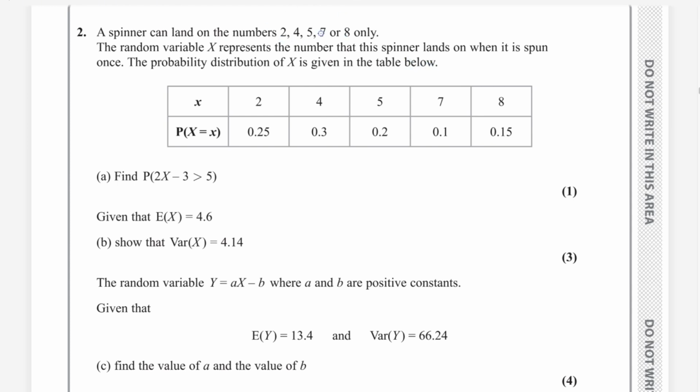So these are the numbers written on the spinner. For each number, probabilities are given. If it lands on 2, probability is 0.25. If it lands on 4, probability is 0.3. In the first part, we need to find probability of 2x minus 3 greater than 5.